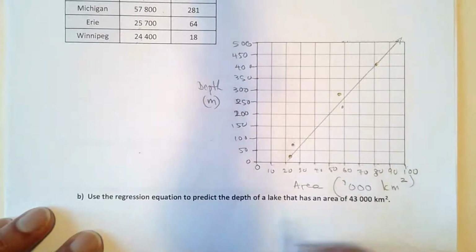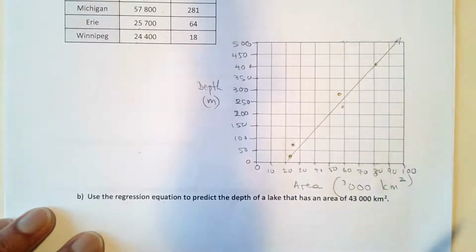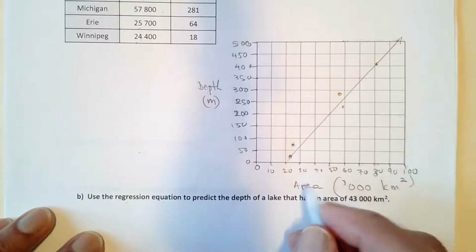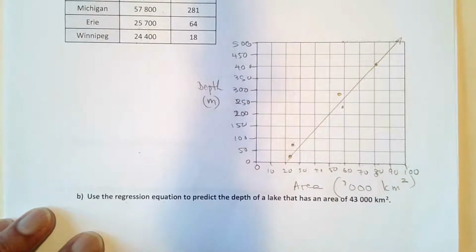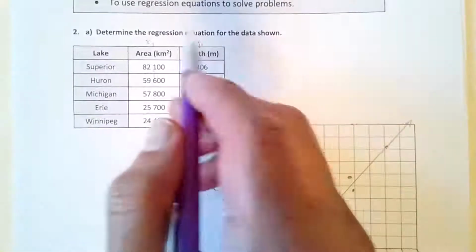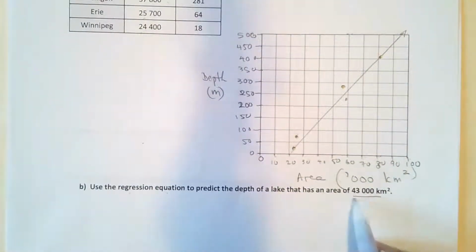Now the question asks, use a regression equation. Now we haven't developed a regression equation. So we'll use a graphing calculator or Desmos. We'll use both today to find a regression equation. And we'll actually find the real depth.